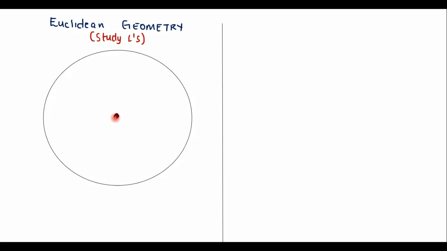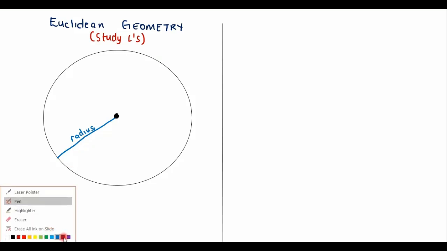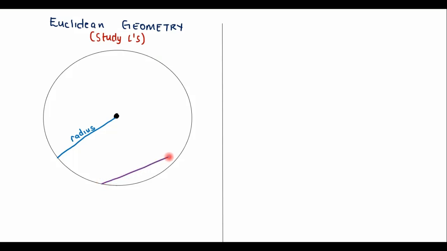For the first line, I'm just going to draw a line from the center going straight to the circle like that. This line in Euclidean geometry, we call it a radius. Any line that starts from the center and touches the circle and doesn't pass that circle, we call it a radius. Secondly, we also have a line from one end of a circle to another end of the circle like that, and we call this line a chord. Any line that is touching a circle twice and doesn't pass a circle, we call it a chord.